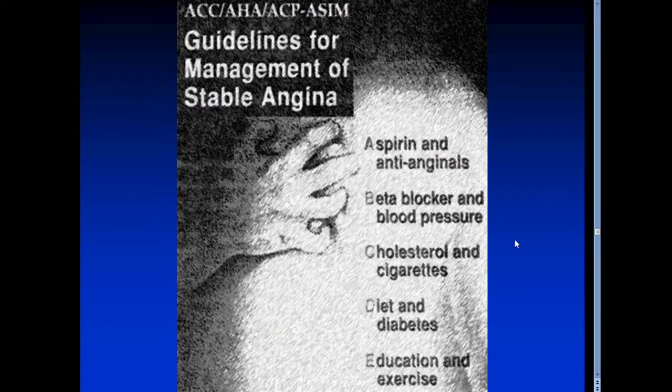It's a very useful slide, I'd like to say. It's the general guideline for management of stable angina. It consists of 5 letters, A, B, C, D, E. What does letter A mean? Aspirin and anti-anginals. So antiaggregants and anti-anginals. B, obligatory usage of beta blocker and blood pressure control. C, control of cholesterol level and smoking.